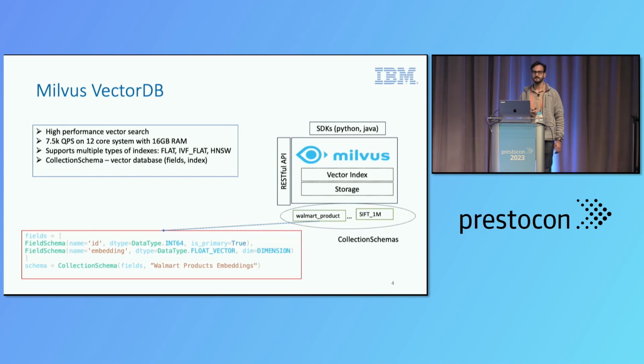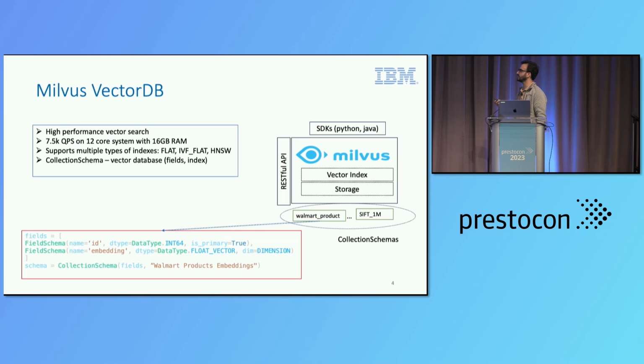The second thing is what Milvus is. We are using the Milvus vector database. It's a very high performance vector search. It performs 7,500 queries per second on a 12-core system with 16 GB of RAM. It supports multiple types of indices like flat, IVF flat, or HNSW. And it defines a vector database with two components. One is the fields, and the second one is the index. These fields and index are called the schema.